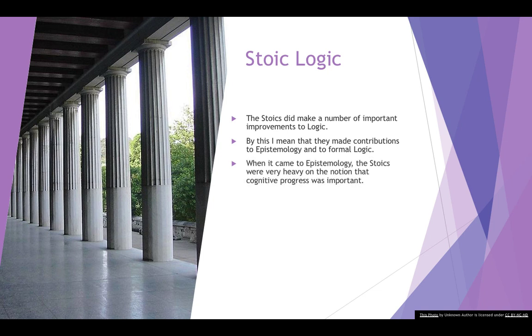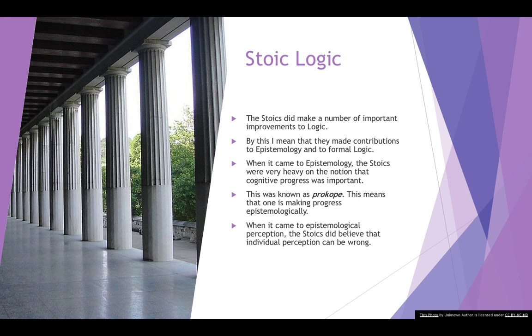When it came to epistemology, the Stoics were very heavy on the notion that cognitive progress was important. Our cognitive understanding and learning was an important thing, and this was known as prokope in the Greek terms. This means one is making epistemological progress, effectively. In our modern understanding, they would probably say logical progress.